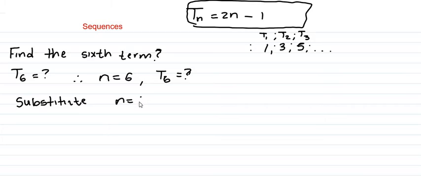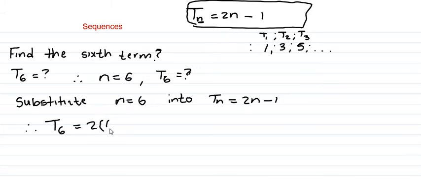N equals 6, so we substitute n equals 6 in the formula Tn equals 2n minus 1. So T6 equals 2 times 6 minus 1. So 2 times 6 is 12, minus 1 is 11. So T6 is going to be 11.